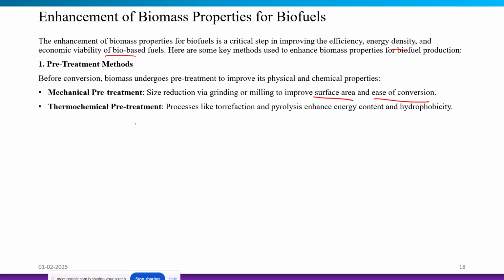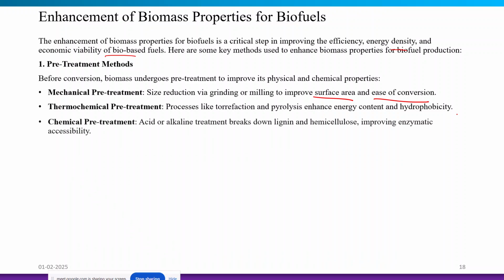Next one is the thermochemical pretreatment process. These processes like torrefaction and pyrolysis enhance the energy content and hydrophobicity. Chemical pretreatment processes like acid and alkaline pretreatment break down the lignin and hemicellulose. Those improve the enzymatic accessibility.